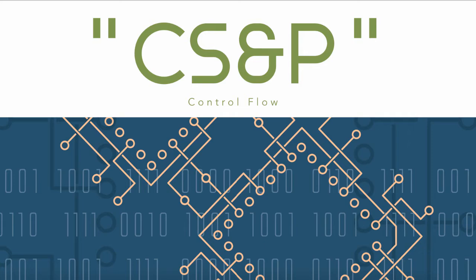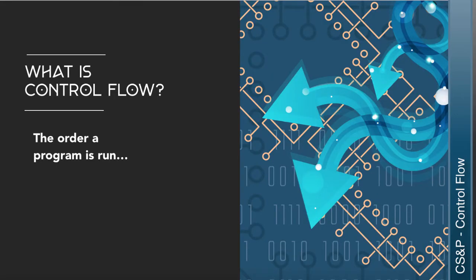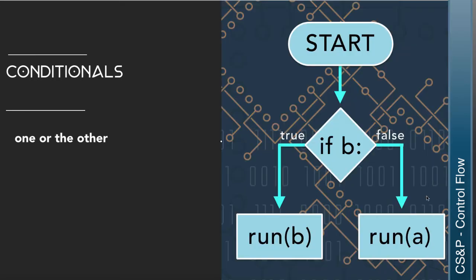or no, I don't. And that requires control flow, which essentially means that you're able to control the order that things are run in a program, as well as if some things are run or aren't run at all. So there's two main types that I want to talk about. So you have conditionals. That's where one thing happens or the other thing happens.